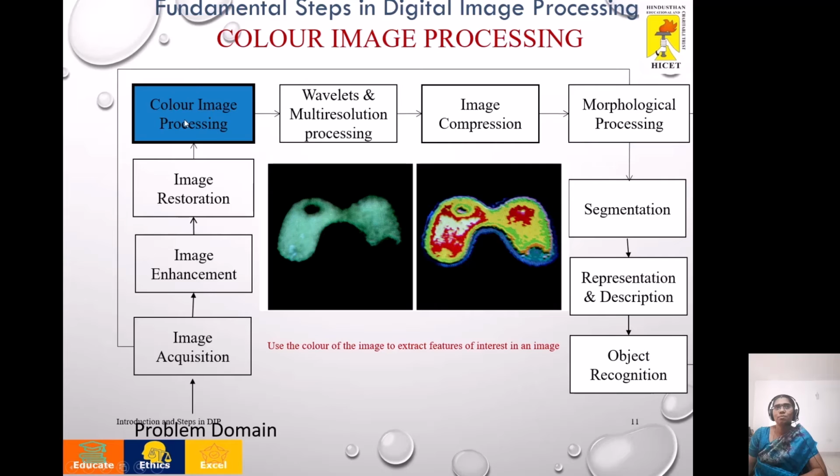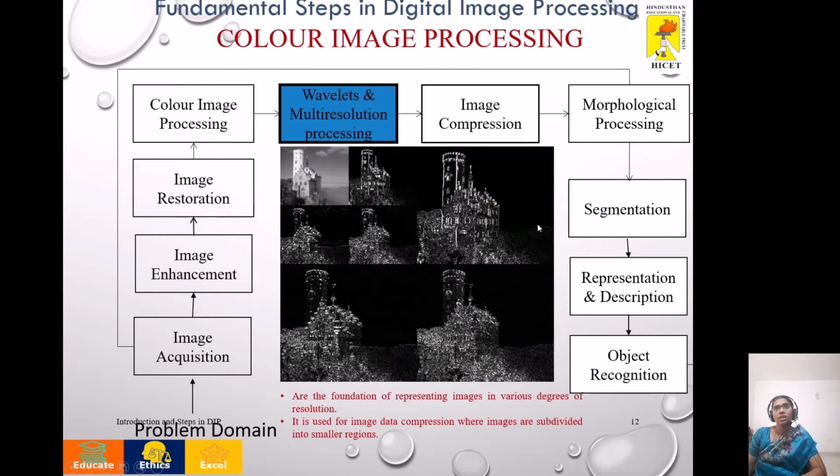The next step, which is optional, is color image processing. If color image features provide more details for interpretation, color image processing might be involved so that the analysis may be made easier. Next is wavelets and multi-resolution processing. This wavelet and multi-resolution processing helps to represent the image in various degrees of resolution, and it is helpful for compression.